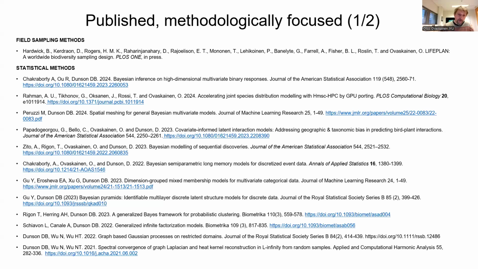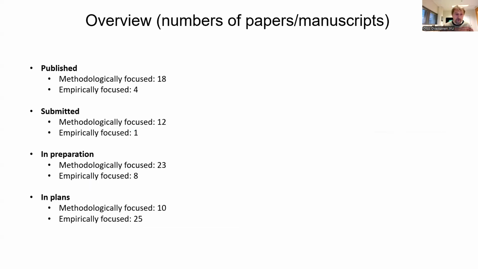And still, if we go back to the previous slide where we see the overview, what you see is that in these published and submitted categories, we have a lot of methodologically focused work, but not so much empirically focused work, whereas most of the empirically focused work is either in preparation or especially in plans. And this is, of course, the case because it's only now that we start to have a really substantial amount of data, and we are ready to start with the empirically focused papers.